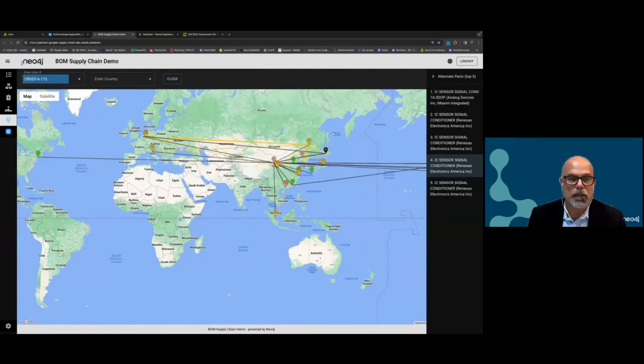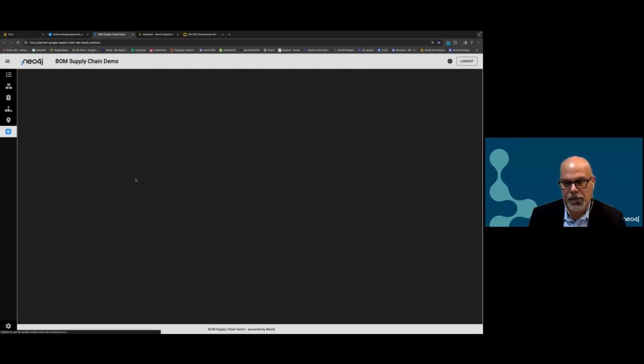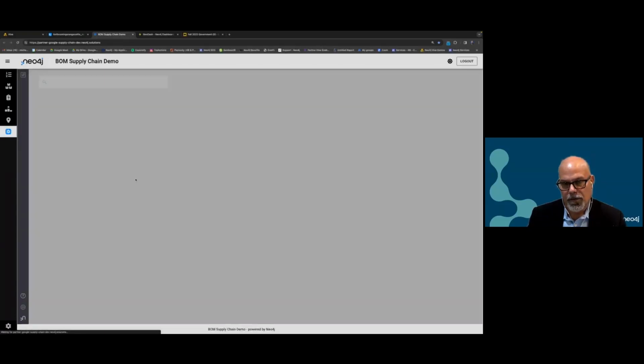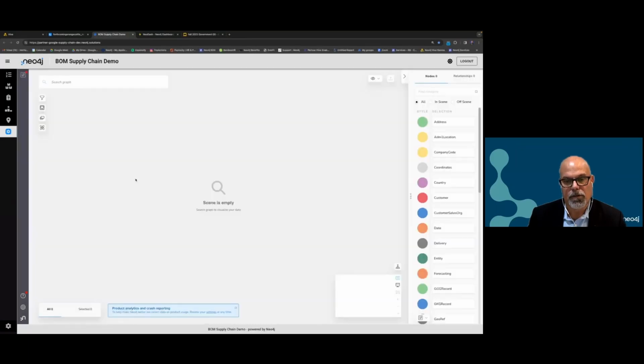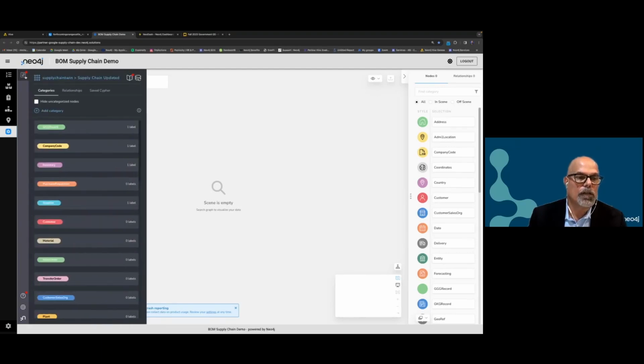And then finally, we can drill into some specifics around these bills of material and their contention across my manufacturing orders. This is a tool called Bloom, and Bloom has a number of uses.